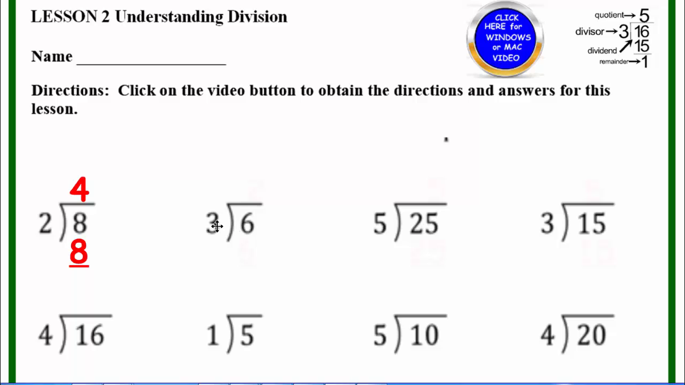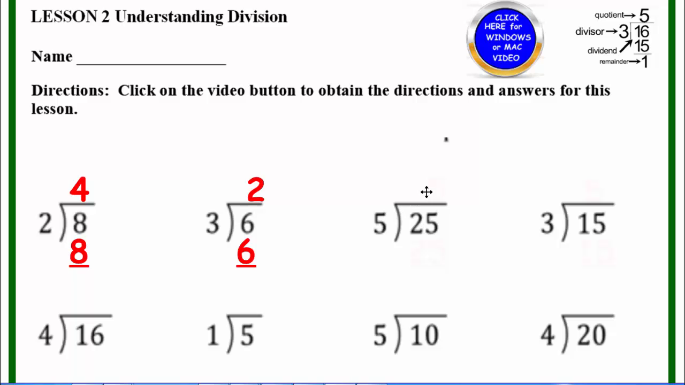Let's do this one. Here's the divisor, here's the dividend. 3 goes into 6 how many times? 2 times. So 2 times 3 is 6. Now remember, we're going to have 3 groups of 2 in 6. 2, 2, and 2.